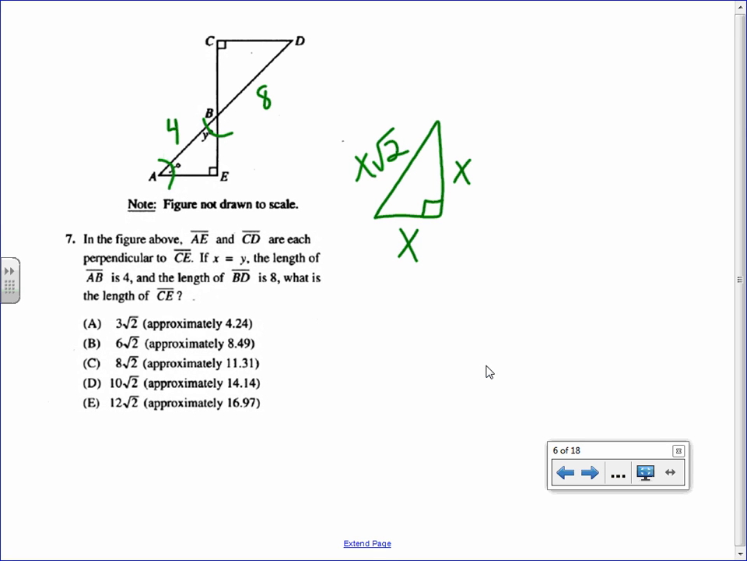This is question 7, test 8, section 3, and this is on page 832. So it says, in the figure above, AE and CD are each perpendicular to CE. And even if they didn't tell us that, we could tell that from these symbols here.